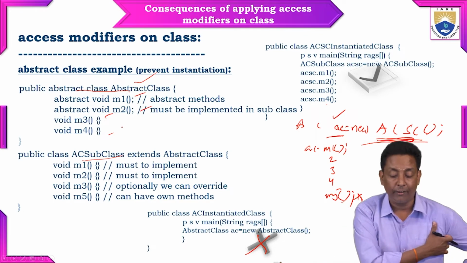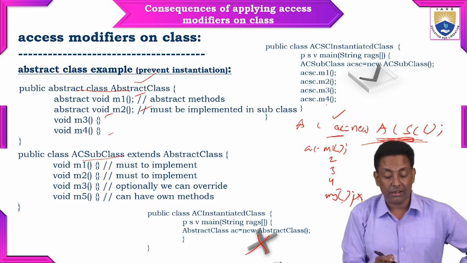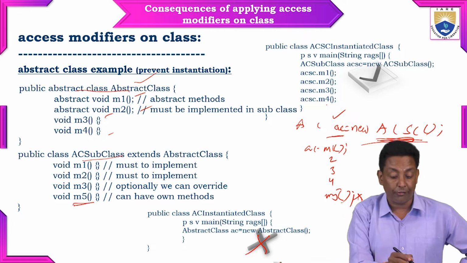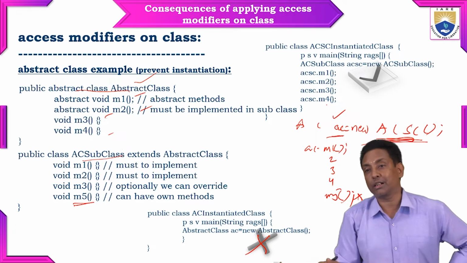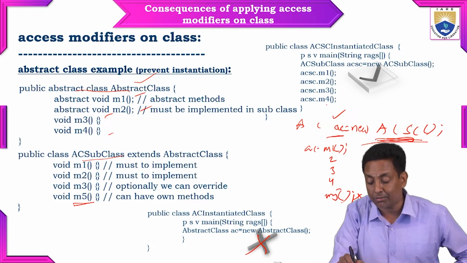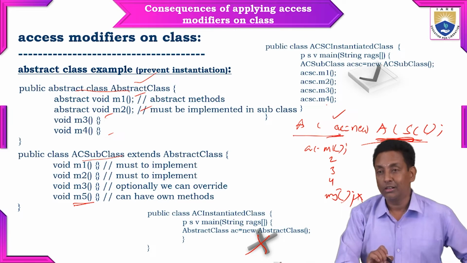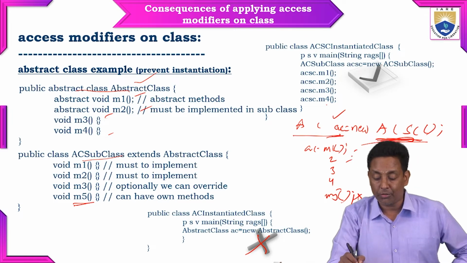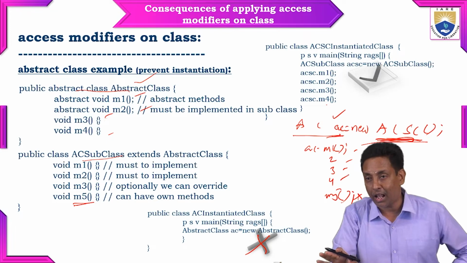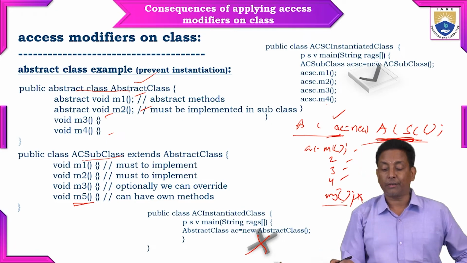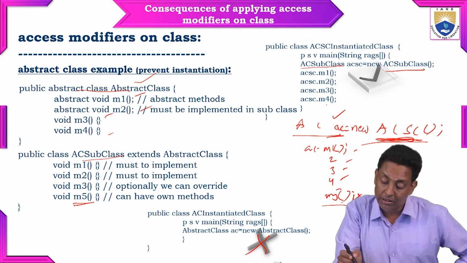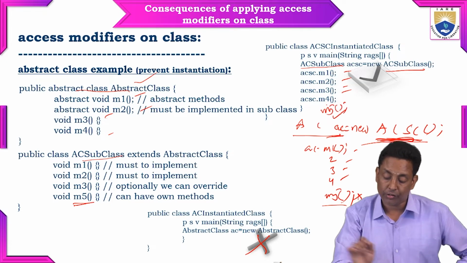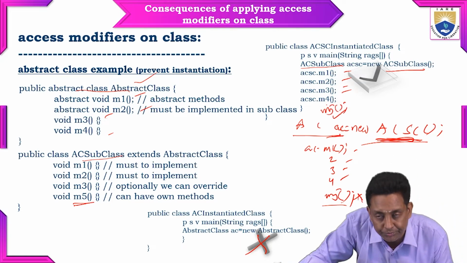Wherever they are implemented, only those methods can be accessed, but M5 cannot be accessed because M5 belongs to the abstract class subclass. It is not coming from the abstract class. Whenever you take a subclass object into a superclass reference, only the common methods M1, M2, M3, M4 can be accessed. M5 cannot be accessed. If you instantiate abstract class subclass and take the reference into the same class, then you can invoke all of M1, M2, M3, M4 and even M5. After this presentation, I'll update this slide.